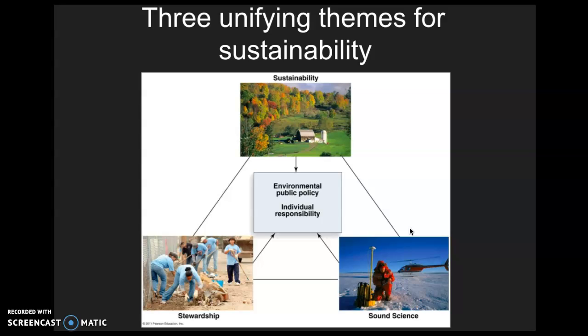So the three unifying concepts: sustainability, sound science, and stewardship. It's possible that you've partaken in some type of volunteer activity which helps out these three things, but it's all a part of policy that starts at the individual level and works all the way up through the different governmental levels.